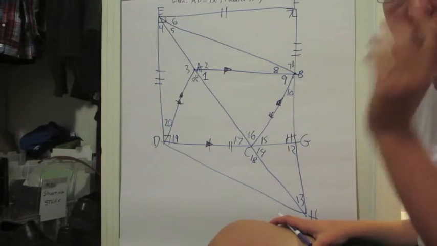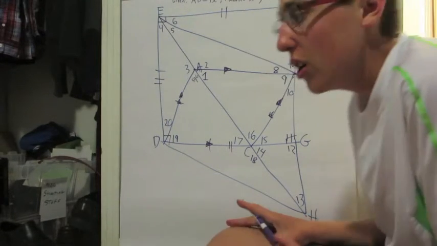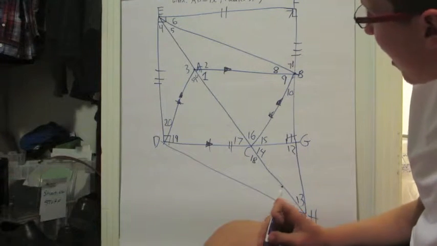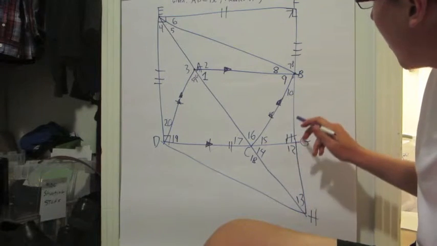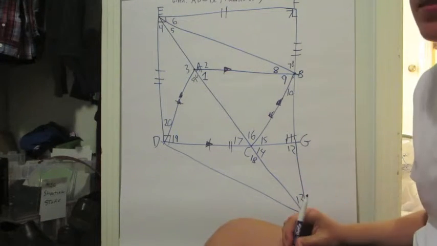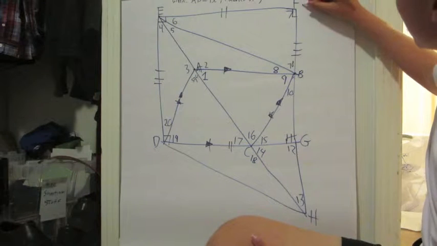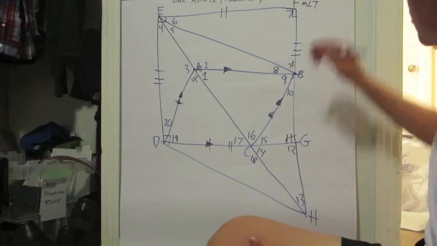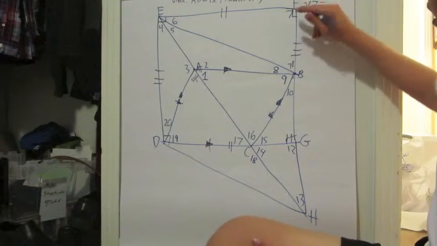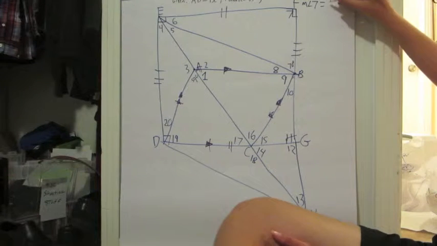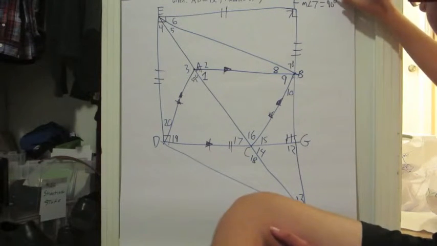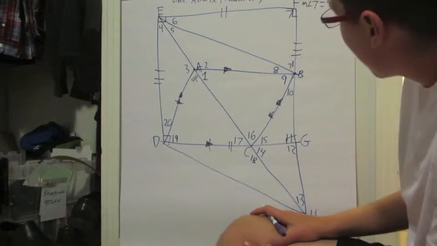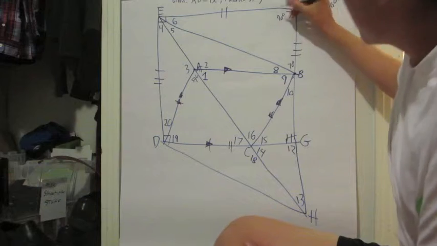So these are our given values that we know. To start off, we can find the measure of angle 7. Angle 7 would have a measure of 90 degrees because of the property of the rectangle, which makes these corners 90 degrees. So measure 7 is 90 degrees.